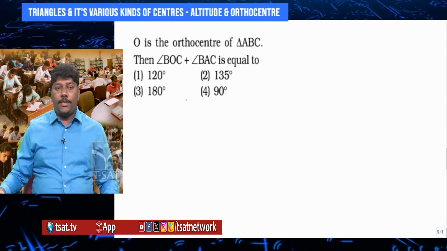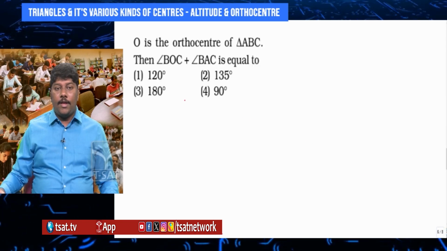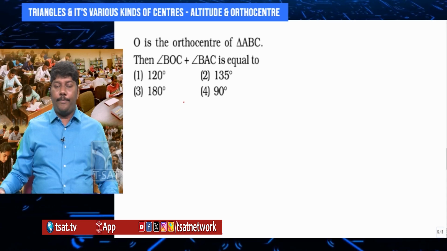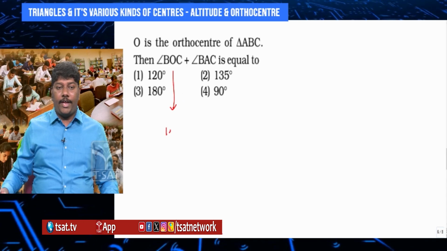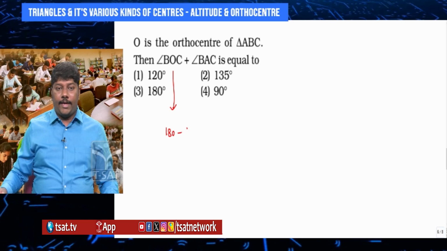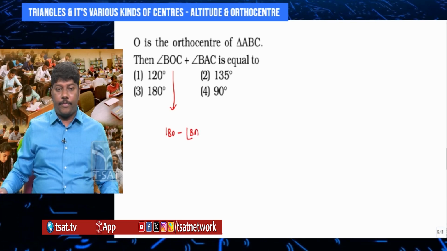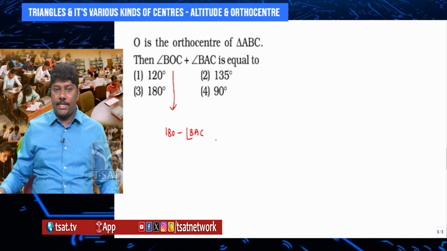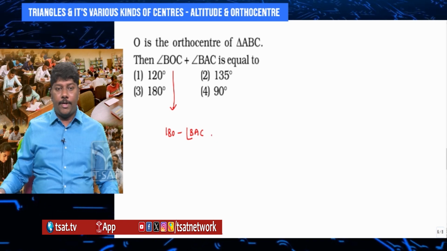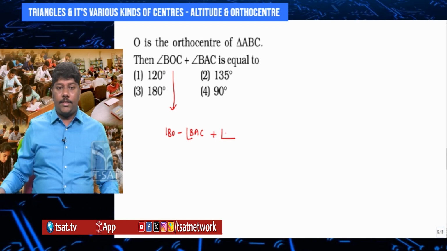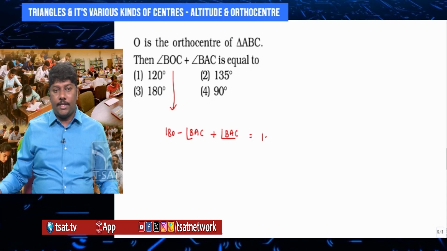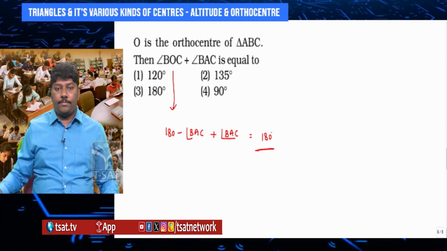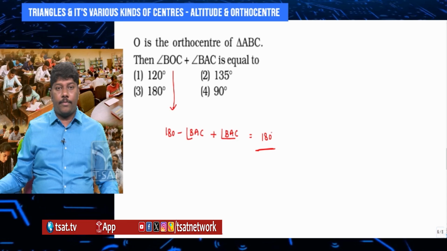O is the orthocenter of triangle ABC, then angle BOC plus angle BAC. See, BOC, we have just now seen that it is 180 minus angle BAC. You can call it BAC or else angle A. BAC and angle A, both of them are the same, plus angle BAC. So, angle BAC gets cancelled. Answer is 180. Next.